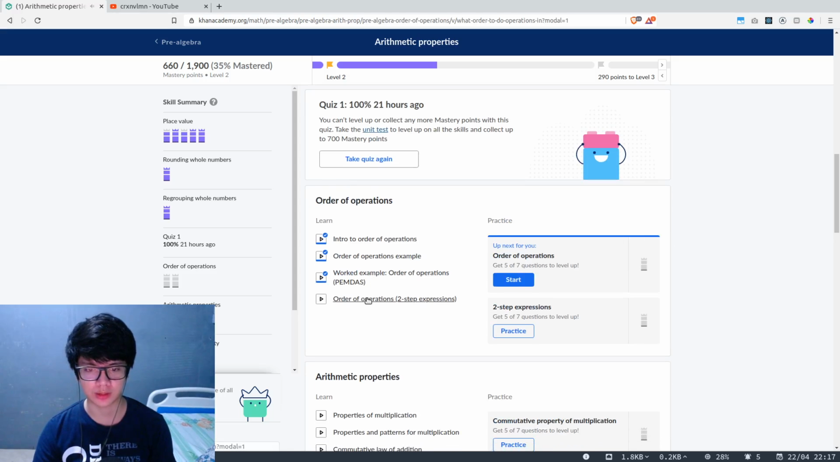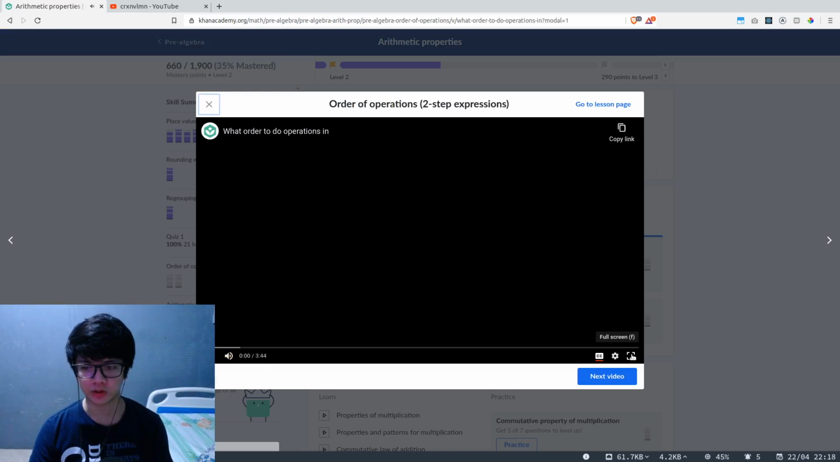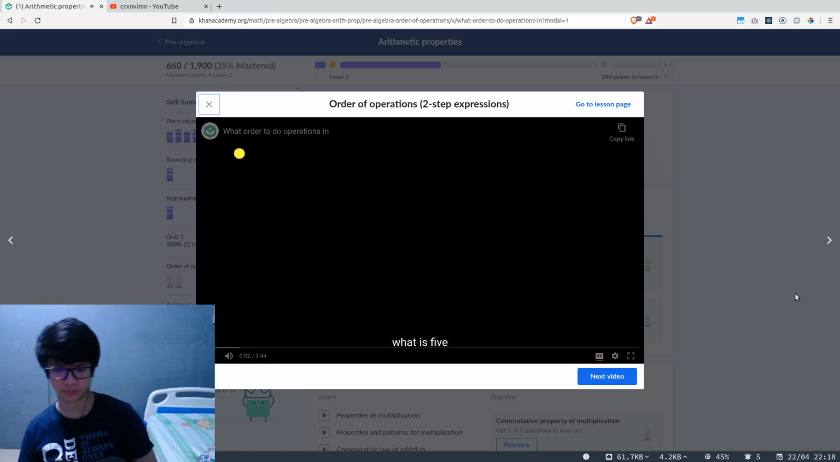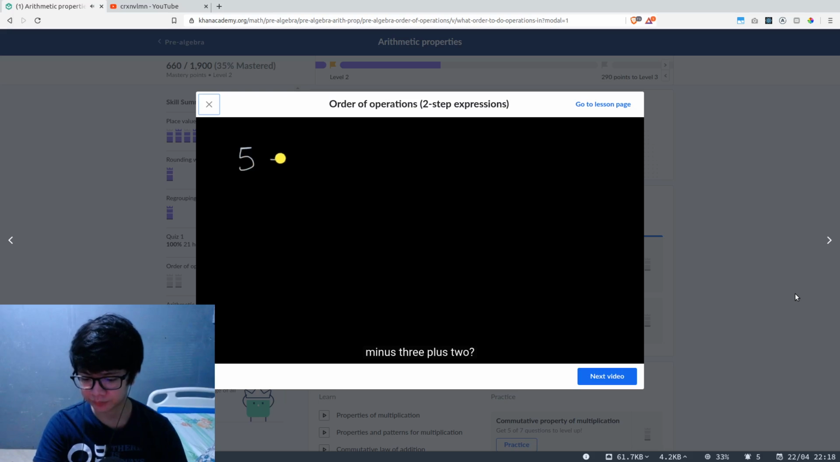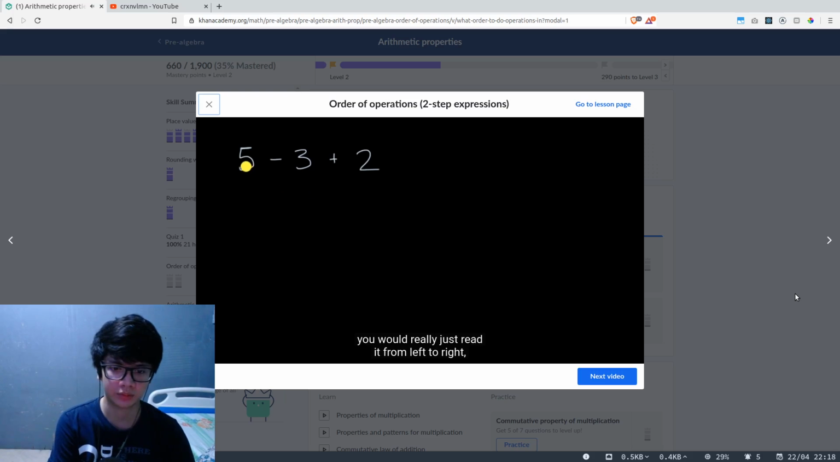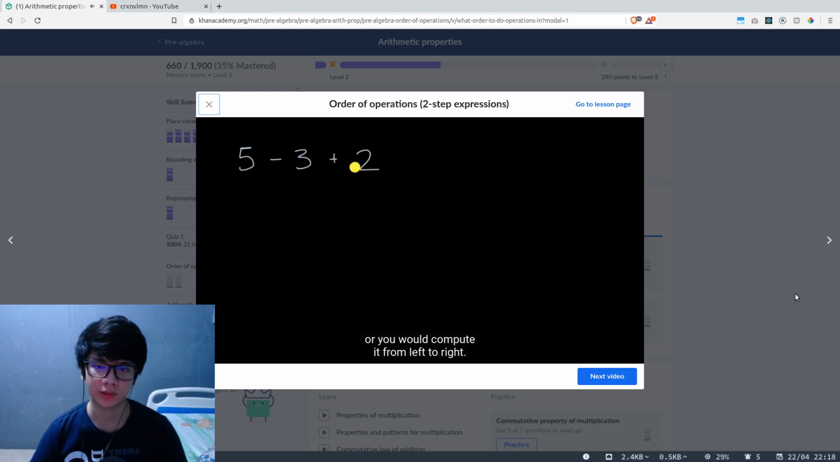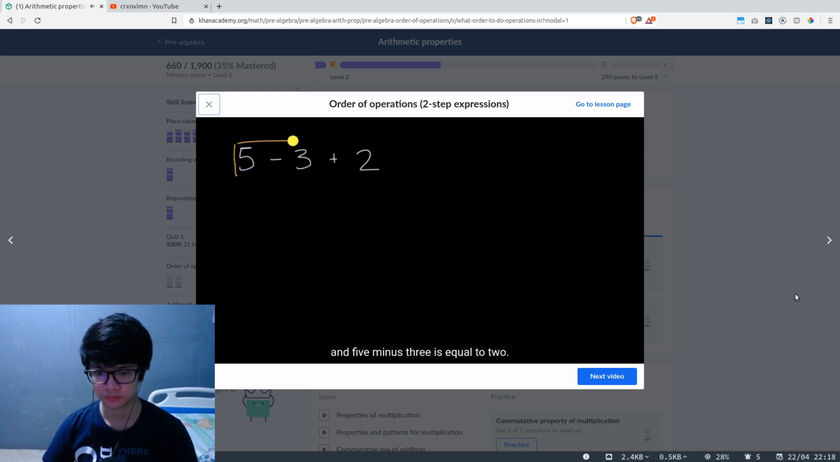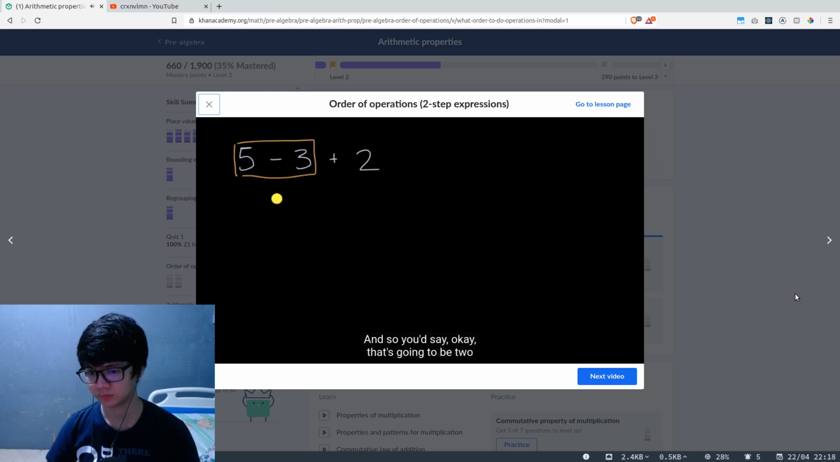Okay, next. Last. Two-step expression. If I were to ask you, what is 5 minus 3 plus 2, what would you say that is? Pause this video and try to figure that out. All right, well, if you wanted to tackle this, you would really just compute it from left to right. You'd first figure out what 5 minus 3 is, and 5 minus 3 is equal to 2. And so you'd say, okay, that's going to be 2 plus 2, which, of course, we know is equal to 4.